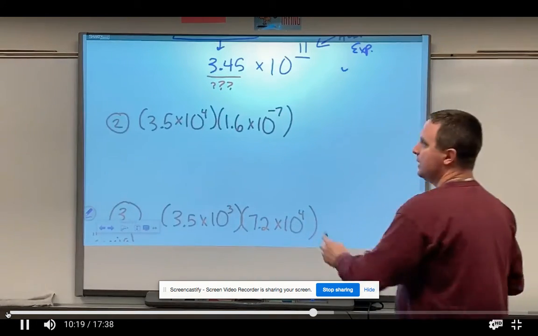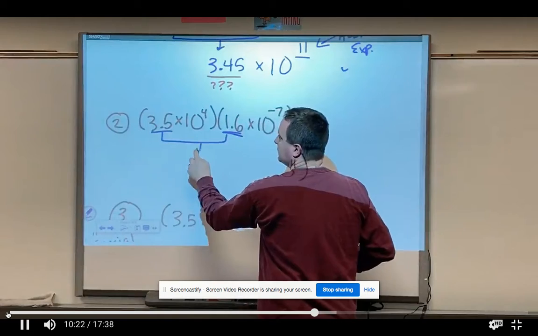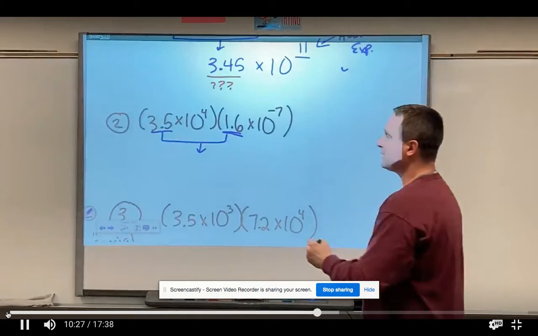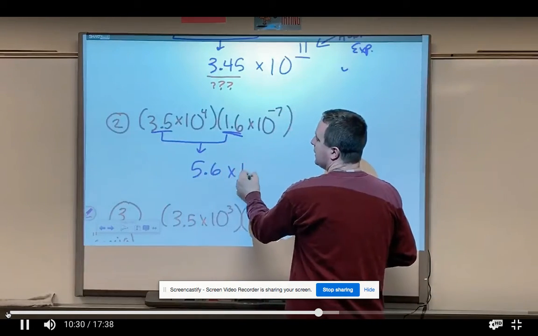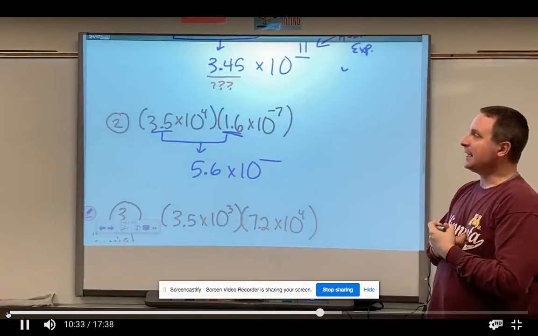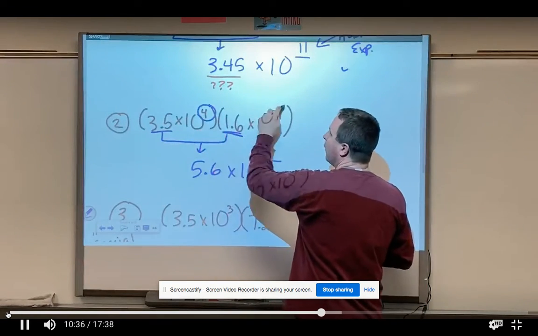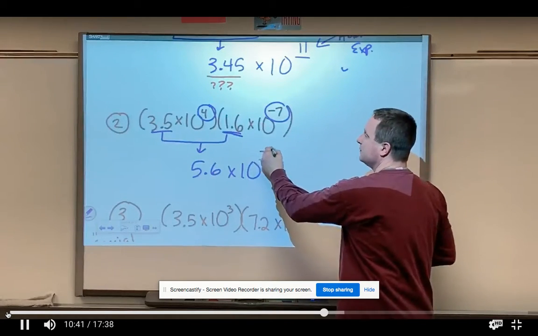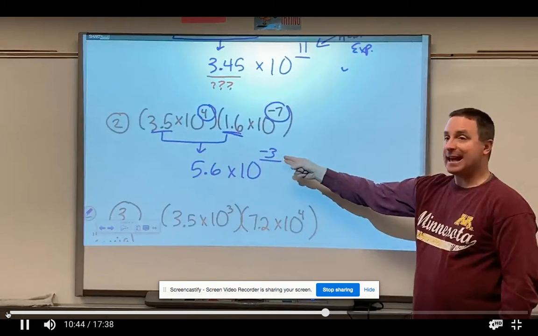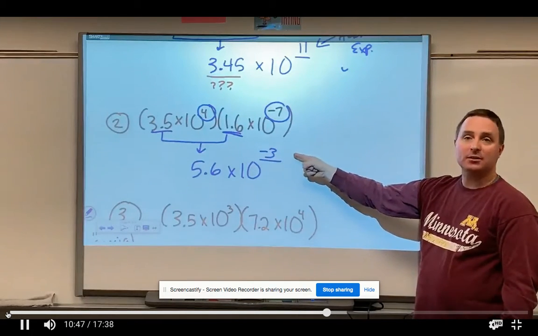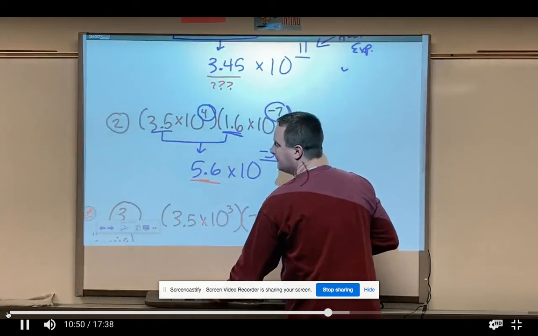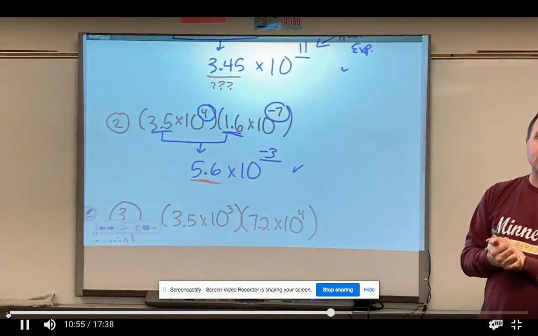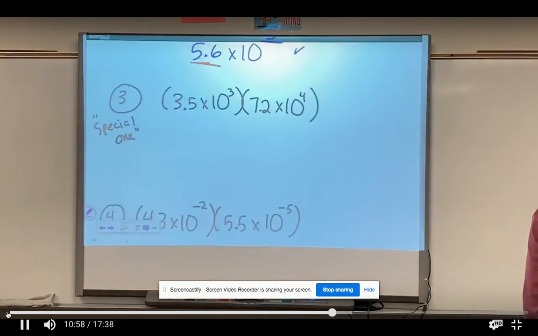How about this guy? If I multiply these decimal pieces together, 3.5 times 1.6, I get 5.6 times 10, and don't forget the second part, times 10 to which power? Well, I have a 4 and a negative 7, and like I said a minute ago, we're going to add the two things together. 4 plus negative 7 is negative 3. Is it okay to have a negative exponent in scientific notation? Sure is. Is this number right here between 1 and 10? 5.6 is. We're good to go. Perfect.